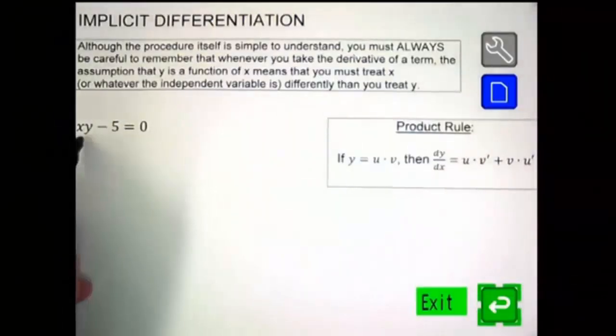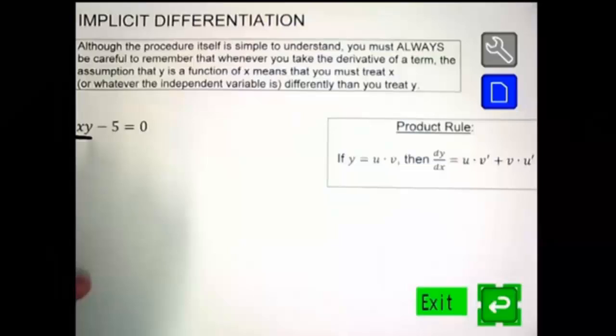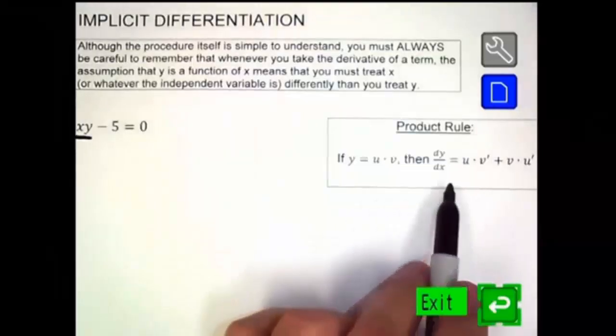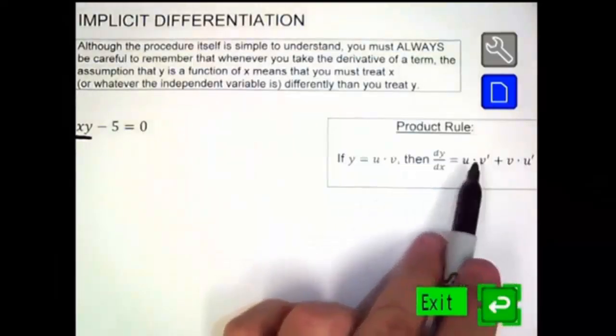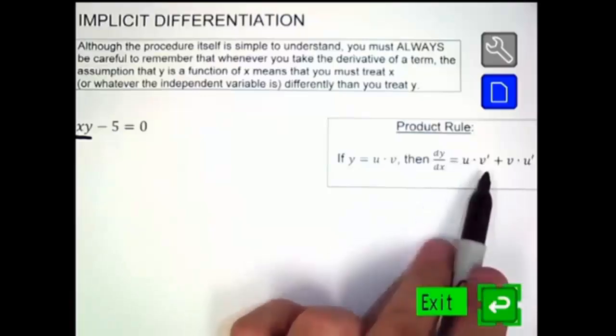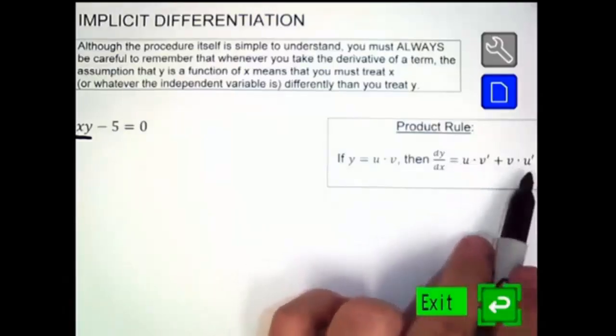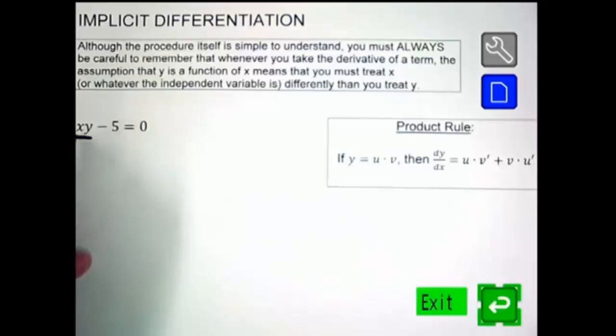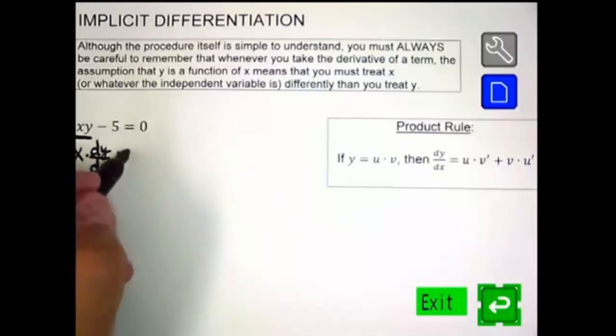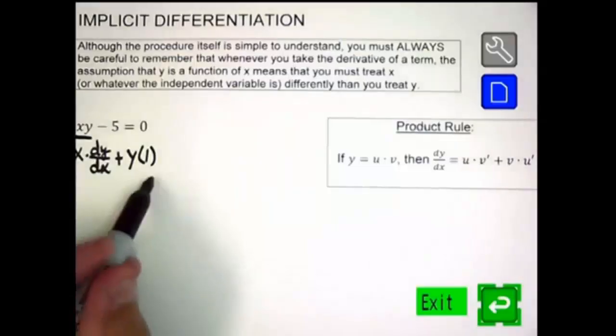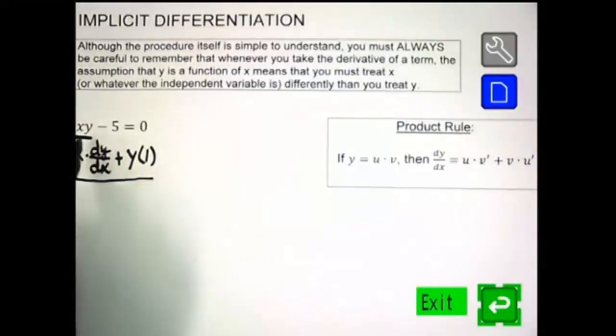So I've got to take the derivative of that product. Now the product rule, I wrote it down here just to remind you: you take the first factor times the derivative of the second factor plus the second factor times the derivative of the first. So the first factor here is x, so you get x times the derivative of the second factor. Well, the derivative of y is dy over dx because it's a function of x, plus, then you reverse it, you take the second factor, the y, and multiply by the derivative of x, which is 1. So that's the product rule for the first term.